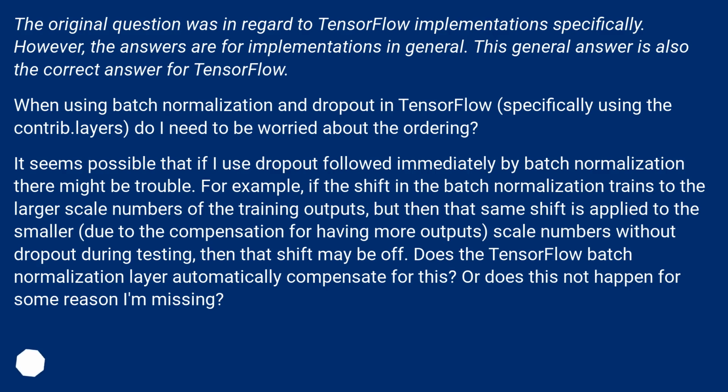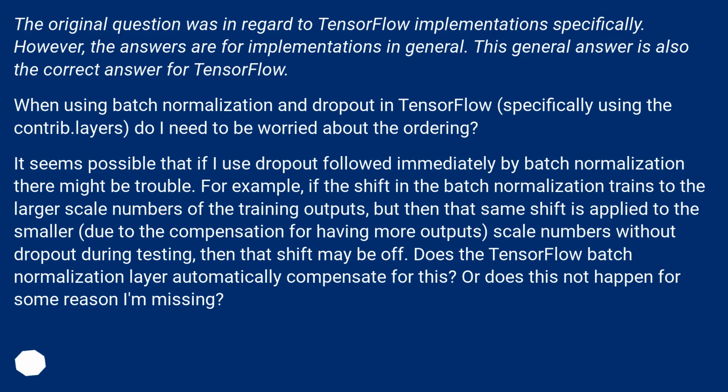When using batch normalization and dropout in TensorFlow, specifically using the contrib.layers, do I need to be worried about the ordering? It seems possible that if I use dropout followed immediately by batch normalization, there might be trouble. For example, if the shift in the batch normalization trains to the larger scale numbers of the training outputs, but then that same shift is applied to the smaller scale numbers, due to the compensation for having more outputs, without dropout during testing, then that shift may be off.